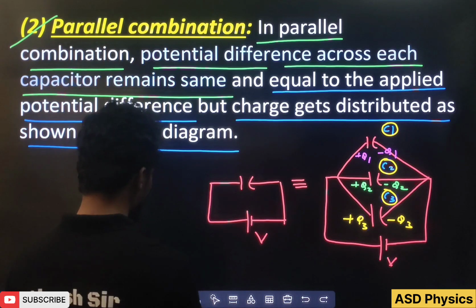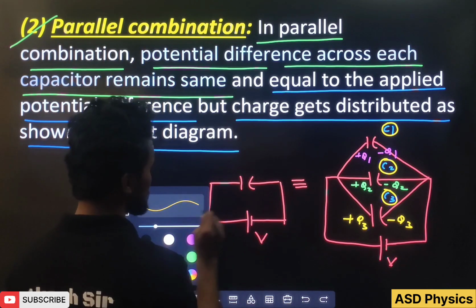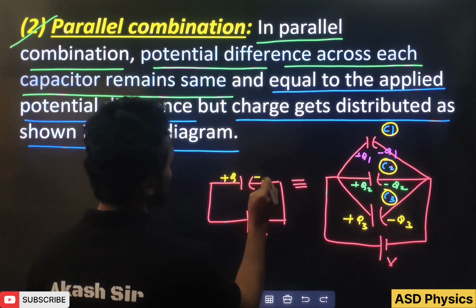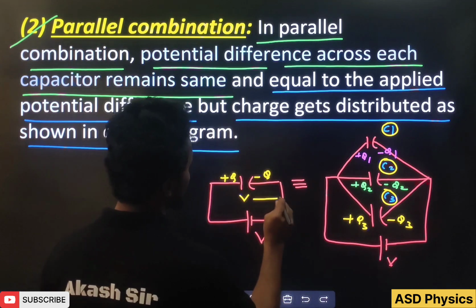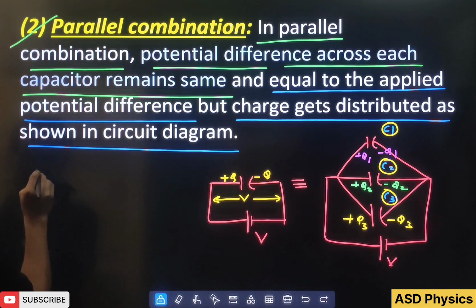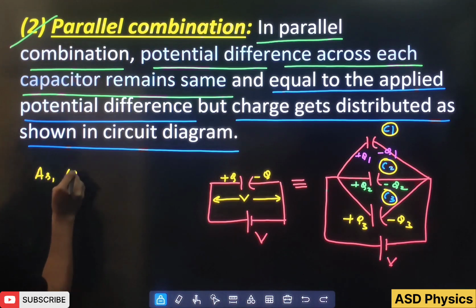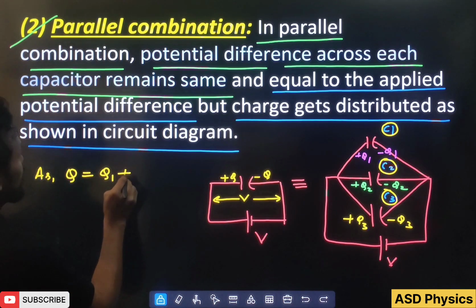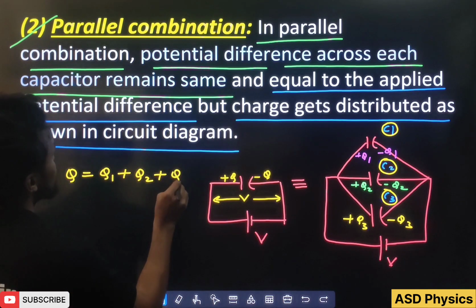Let's take the charge as plus Q and minus Q, and the potential is V anyhow. So, students, we can say Q equal to Q1 plus Q2 plus Q3.